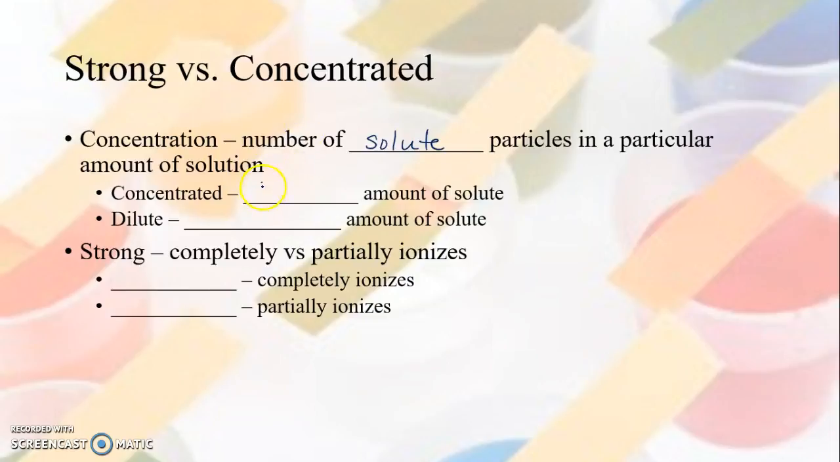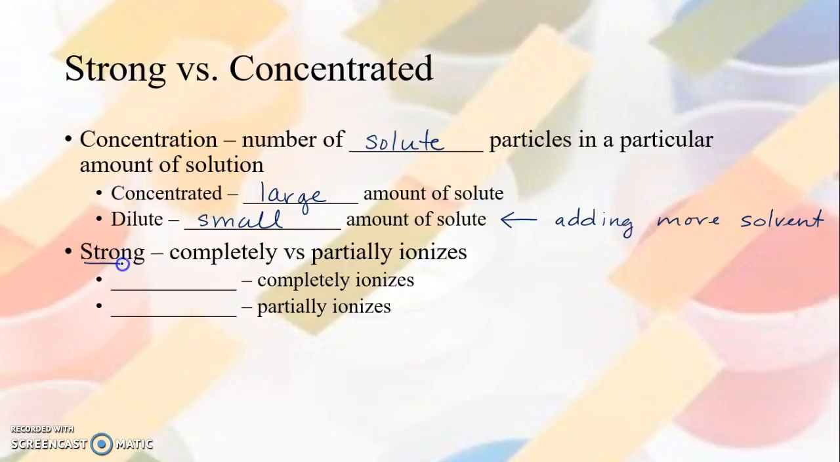So if it's concentrated, it has a large amount of solute in it. If it's dilute, it has a small amount of solute in it. And how does it have a small amount of solute in it? By adding more solvent. Okay, so if you get the concentrated juice from the freezer, in order to make it, you have to put water in it, right? So you're watering it down, you're diluting it.